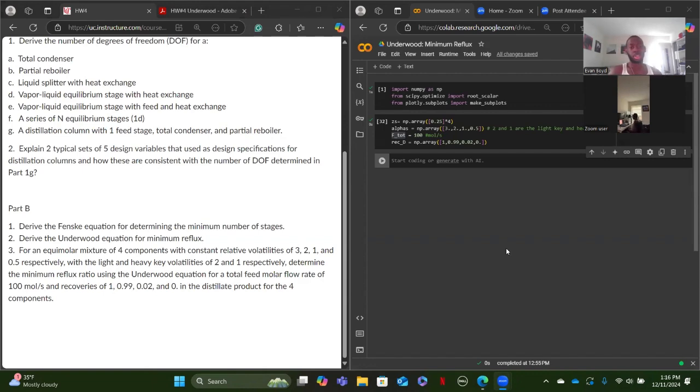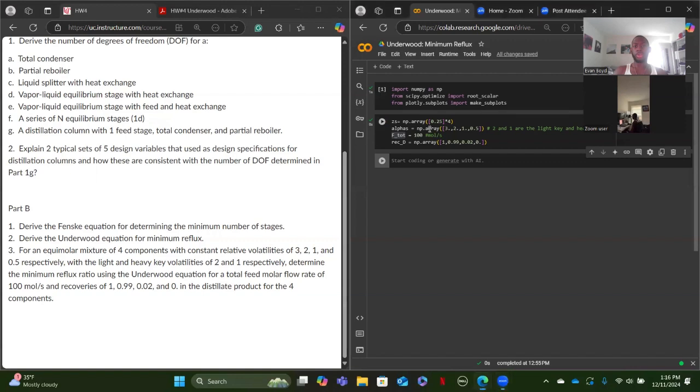an equimolar mixture of four components with constant relative volatilities of 3, 2, 1, and 0.5 respectively, with the light and heavy key volatilities of 2 and 1 respectively. Determine the minimum reflux ratio using the Underwood equations for a total molar flow rate of 100 moles per second and recoveries of 1, 0.99, 0.02, and 0 in the distillate product for the four components. Okay.